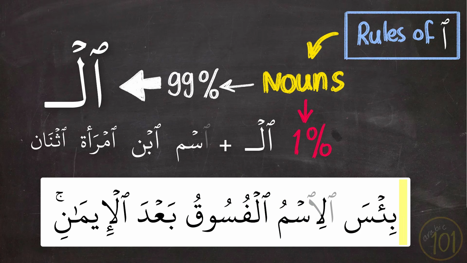So we say بِئْسَ الْإِسْمُ الْفُسُوقُ بَعْدَ الْإِيمَانِ. So we pronounce neither hamzat al-wasl in this case.